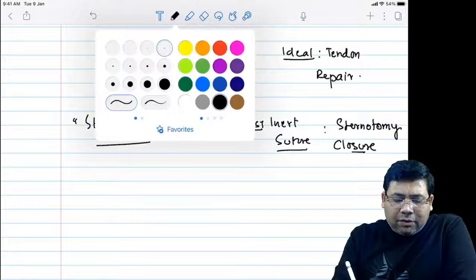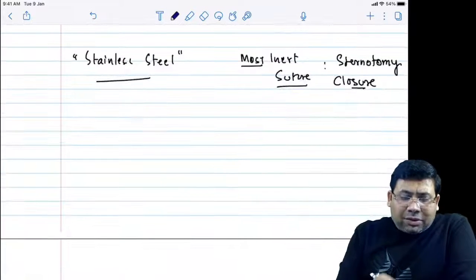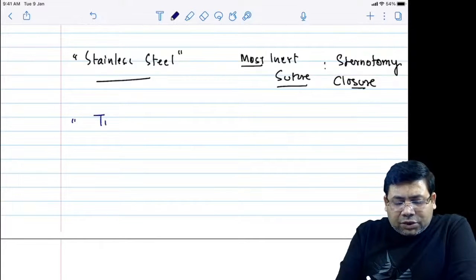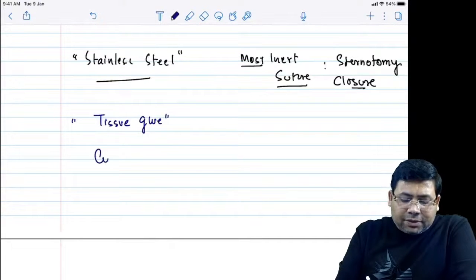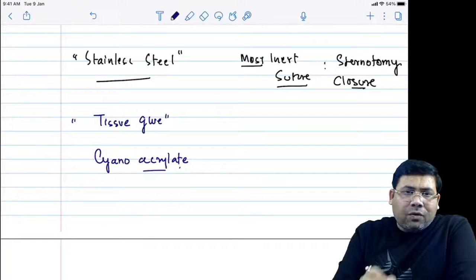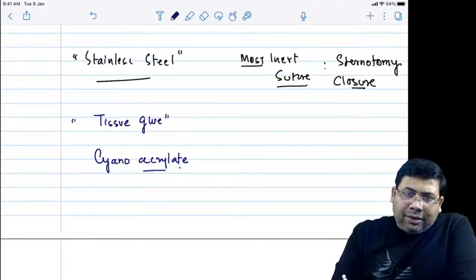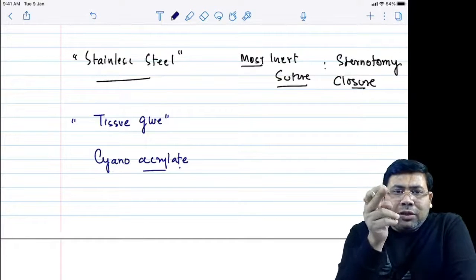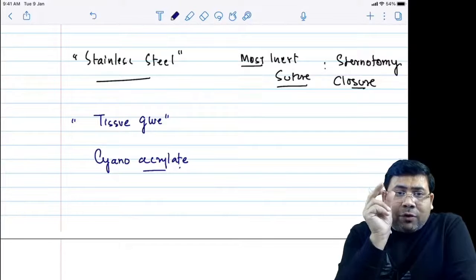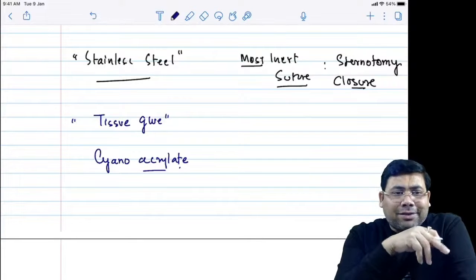Next, let us talk about one or two more important things. So this is about the sutures. We have something which is known as tissue glue. What is a tissue glue? This is cyanoacrylate. When you talk about cyanoacrylate or tissue glue, what is so important about this? It can be used to fuse the skin without suturing. So this is an alternative to suture, cyanoacrylate.